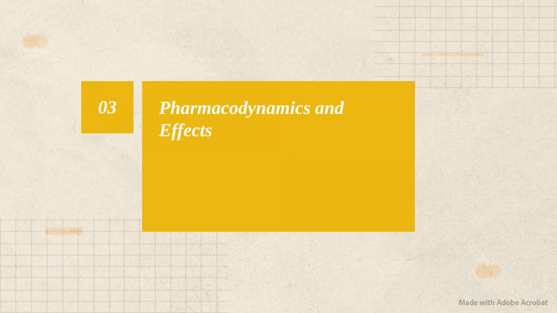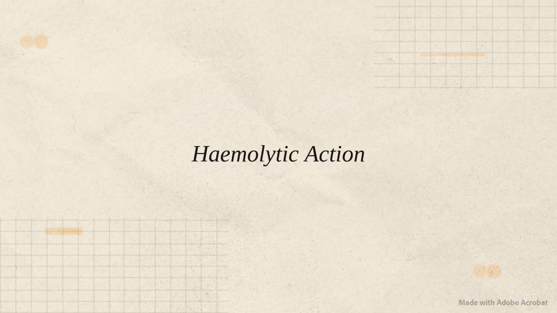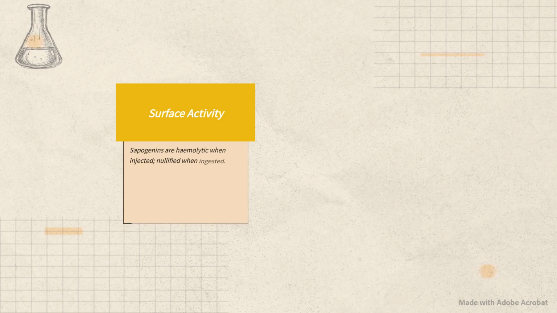Saponins don't just sit in plants. They interact with our bodies in complex ways. This topic explores their pharmacodynamics and the effects they produce. Saponins can break down red blood cells when injected, but this effect is lost when they're ingested, thanks to their surface activity. Surface activity means sapogenins are hemolytic when injected, but this effect is nullified when ingested.